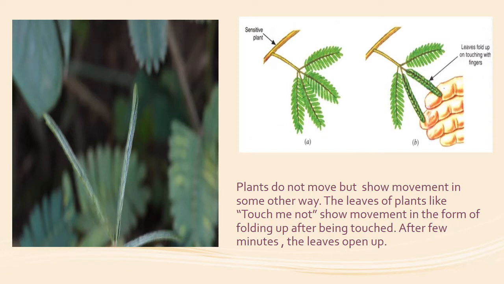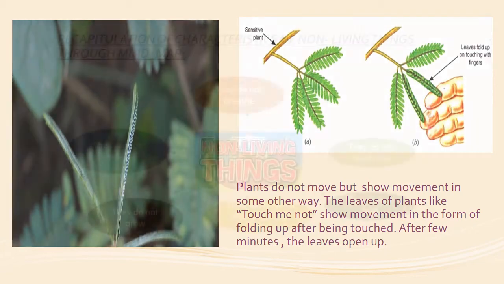Another way of showing movement is, you would have seen that when plants are growing, they just turn towards the sunlight from where the sunlight comes. So these are two ways of showing movement.